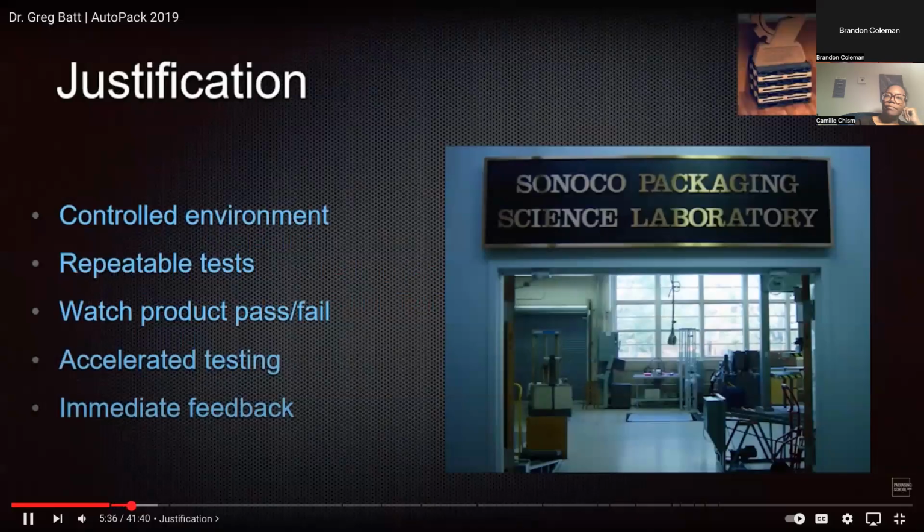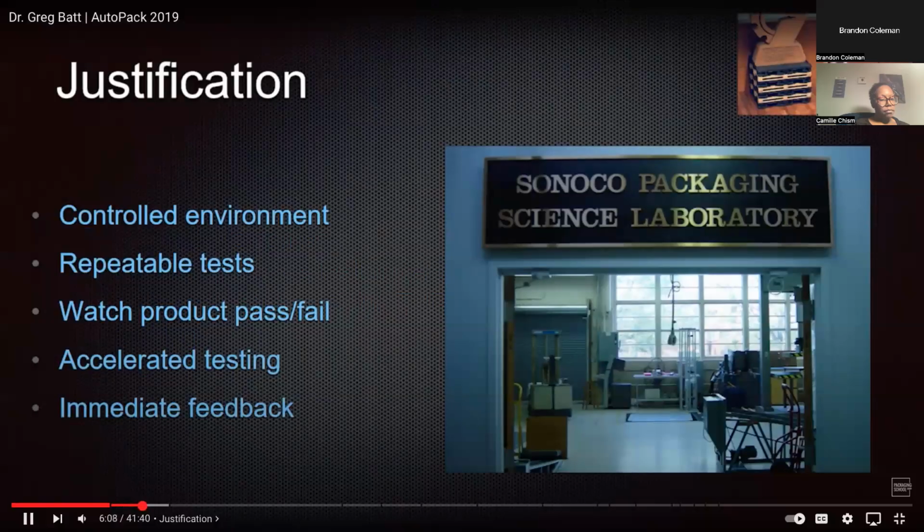So when we come into a laboratory, we have the ability to control the environment. Okay, we can isolate down to a particular hazard, not just what happened between point A and point B, but we were able to isolate down, this is a shock issue. This is a vibration issue. We're having an issue with compression forces. And we don't need to worry about these others here. Let's focus our attention there. So we have the ability to control the environment. We have the ability to create repeatable tests.